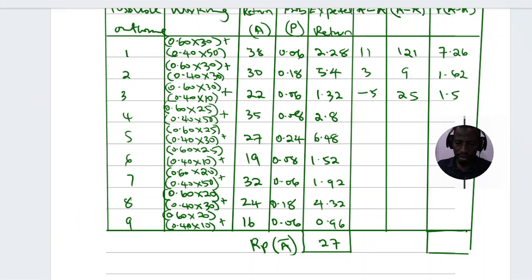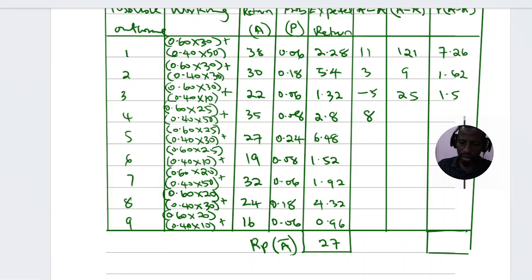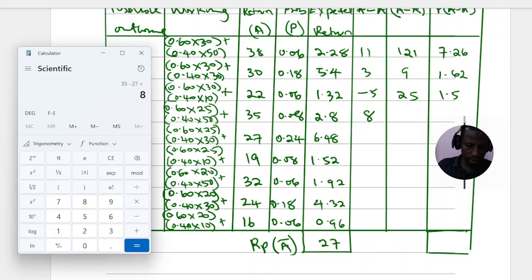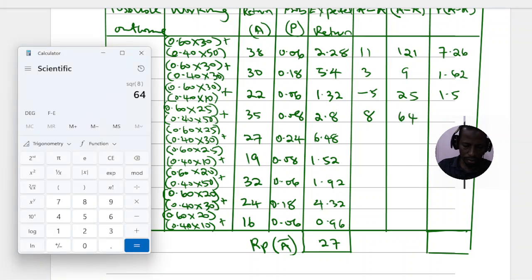The next one, 35 minus 27. Okay, 35 minus 27 is equal to 8. Here is 8. 8 squared will be 64. Then 64 multiplied by 0.08 equals 5.12.